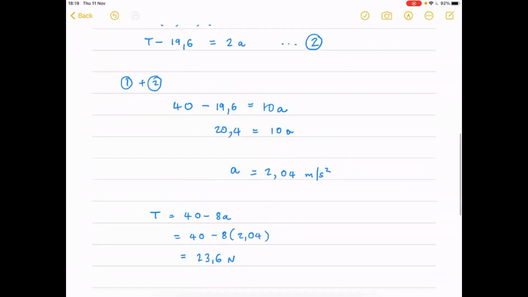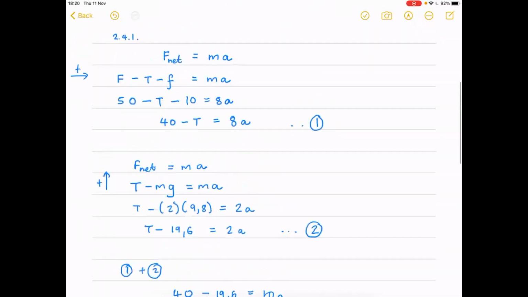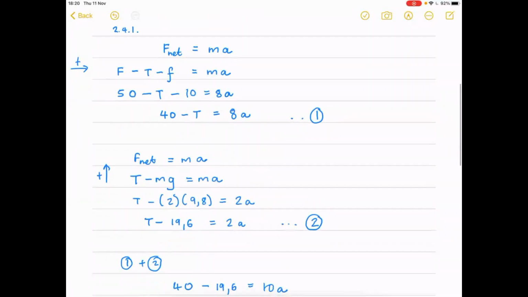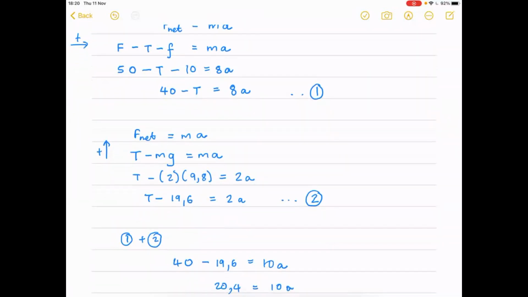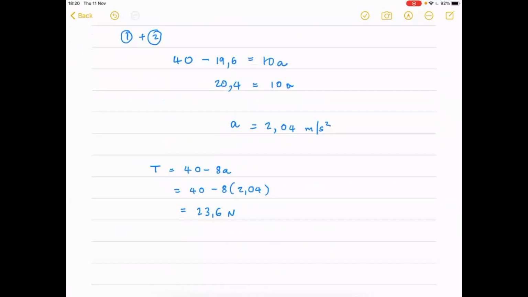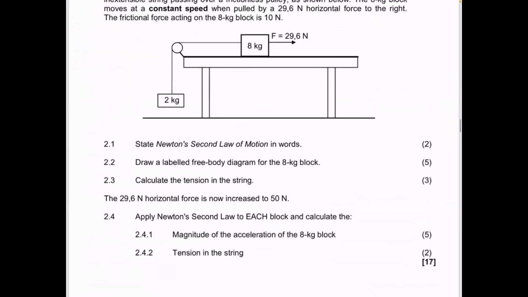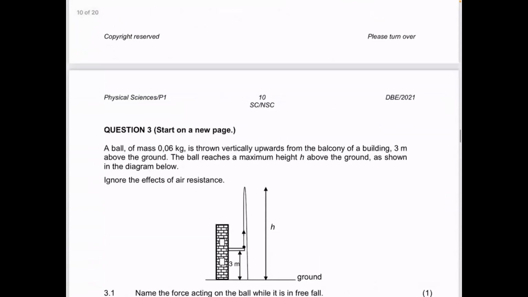So F is equal to ma. If it's constant speed, we know that the acceleration is 0. So that's what we did there. And if we have the acceleration, we can write out two equations, one for each block, and then solve whichever way is convenient. Okay, do you have any questions on this part? If not, then I'm just going to move on to the next question, which is question 7.